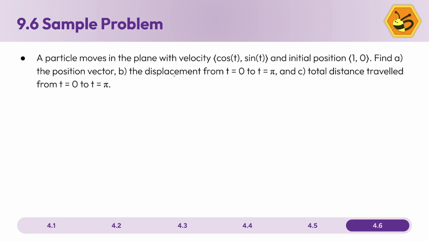So we have a particle moving with this velocity and initial position. So find the position vector, and then also find the displacement from 0 to pi, and then finally the total distance traveled from 0 to pi. So let's see if we can solve this problem. And then this will be the last problem of the day. So again, let's try to finish strong.